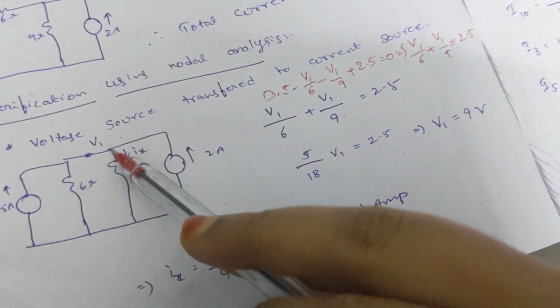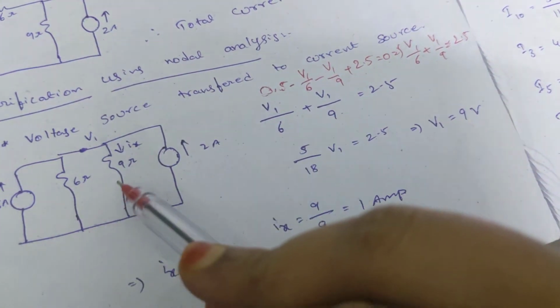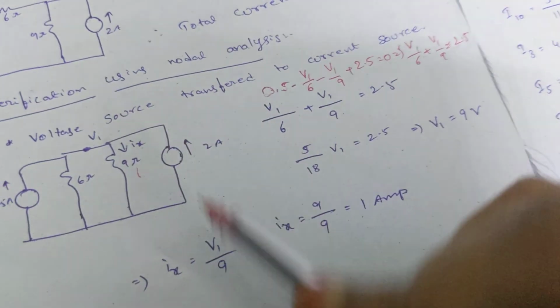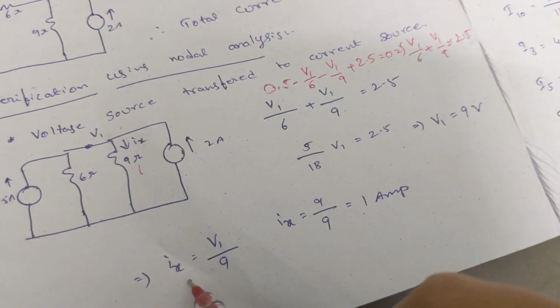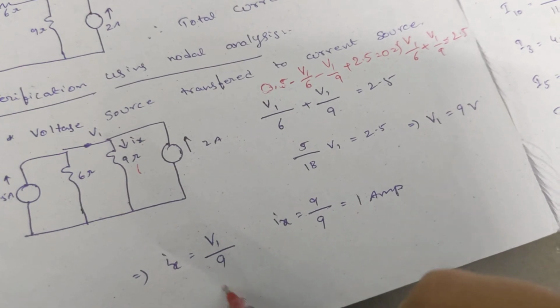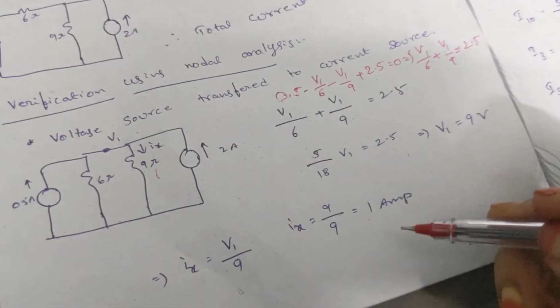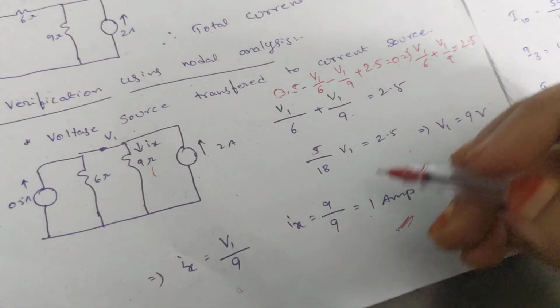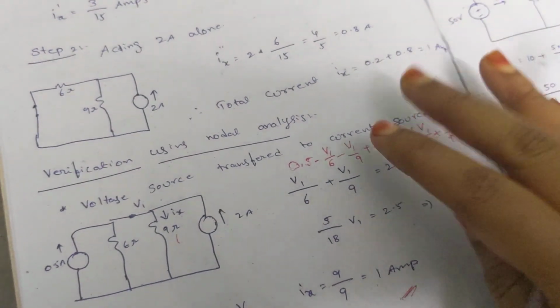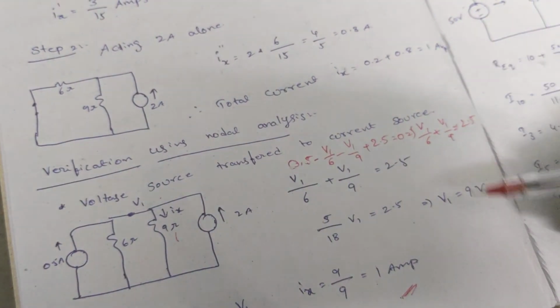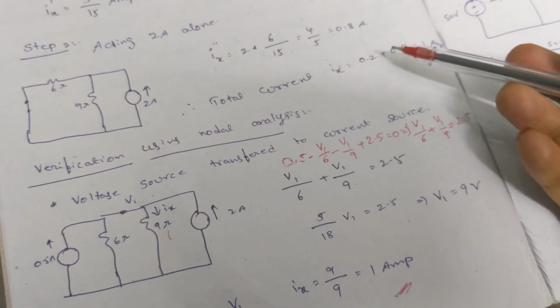Here the voltage is 9 volts and the resistance is 9 ohms, so the current Ix is nothing but V1 divided by 9, which is your 1 ampere. This is the same current we got through the superposition theorem. So by this we can say that our result by the superposition theorem is good.